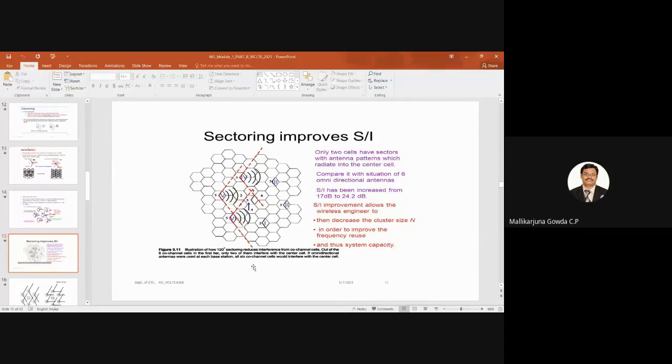I don't know how many of you are getting this picture clarity. How do I say that the center cell is experiencing interference only from 2 co-channel cells, not from any other co-channel cells? Because we are able to see the direction. This is one co-channel cell, this is another co-channel cell. Are you able to see this diagram?